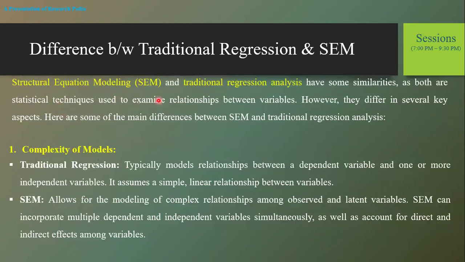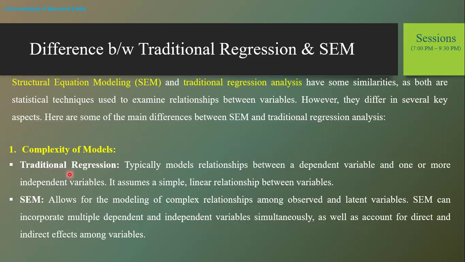So, structural equation modeling and traditional regression analysis have some similarities, as both are statistical techniques used to examine the relationship between variables. However, they differ in several key aspects. Here are some of the main differences between SEM and traditional regression analysis. So, what are these differences? How can we differentiate whether we need to use regression or SEM analysis? There are a number of considerations that we need to consider. The first one is the complexity of the model.